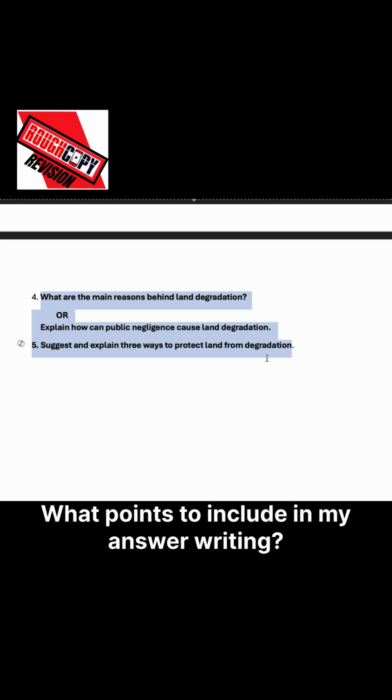Now I need to understand the difference between the land and the soil first. Soil is nothing but a unit of the land. Soil is basically the top cover of the land. When I say soil erosion, it is basically the removal of the top layer of the land. When I talk about land degradation, I'm basically talking about lowering of productivity of the land.